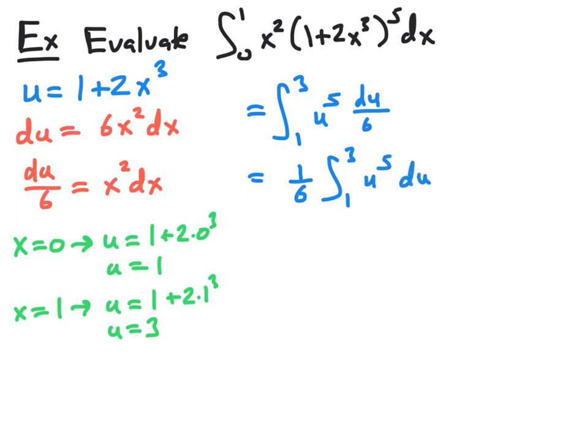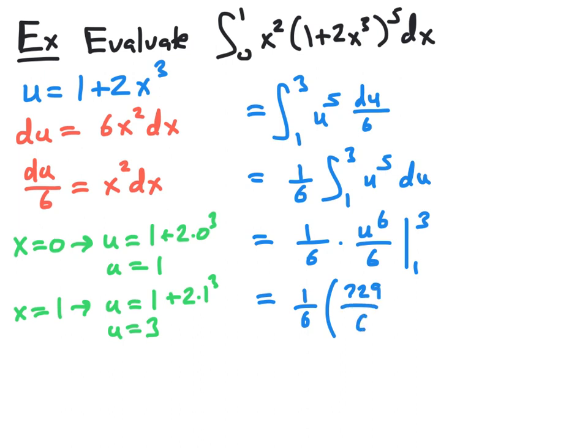And now we can use the Fundamental Theorem of Calculus to evaluate this integral. So we need an antiderivative of u to the fifth, which will be u to the sixth divided by 6. We're going to evaluate that from 1 to 3. And so we're going to end up getting 1/6 times the quantity here, 3 to the 6, which is 729 over 6, minus 1 to the 6th over 6, which is 1/6.